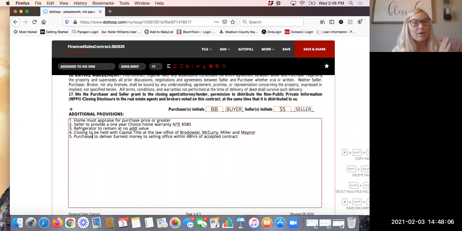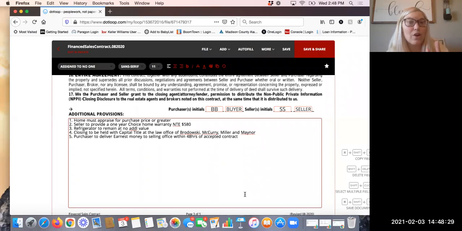You could put on there closing to be held with Capital Title at the law office of Brodowski, McCurry, Miller, and Maynard. Again, those are our attorneys in-house. That is not required. You do not have to have that in there. Okay, this is just things that you could have in there. This is one that you probably do want to have in there.